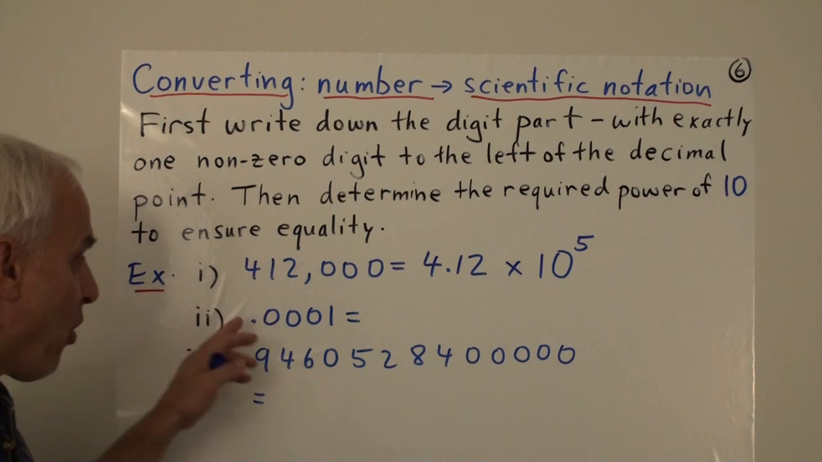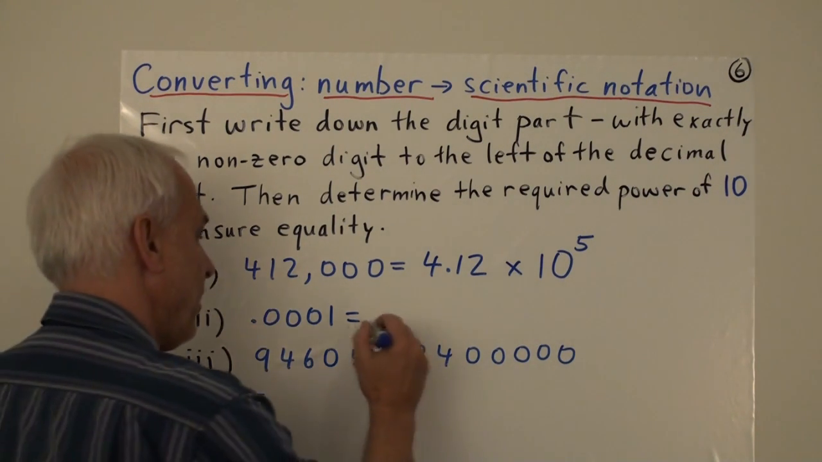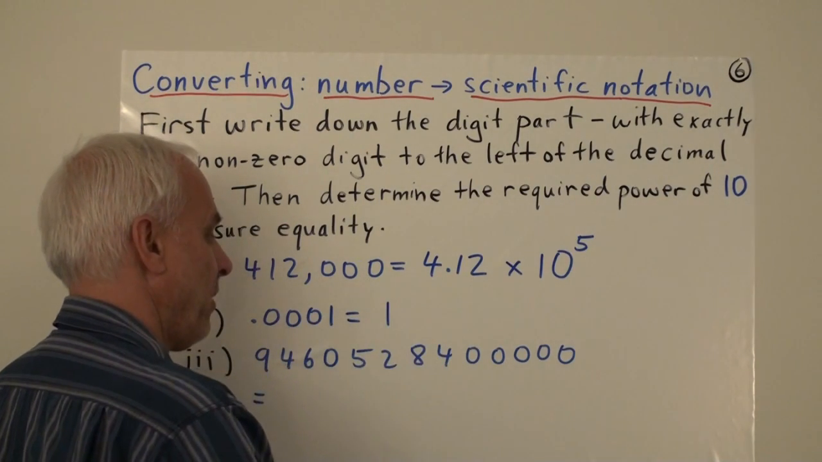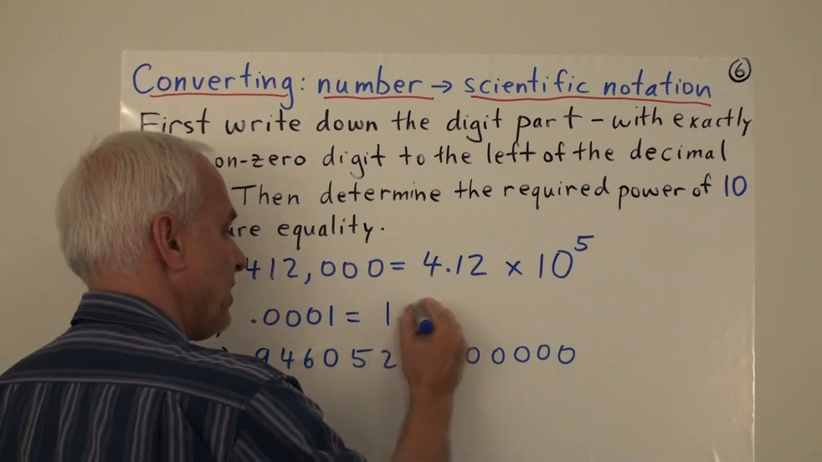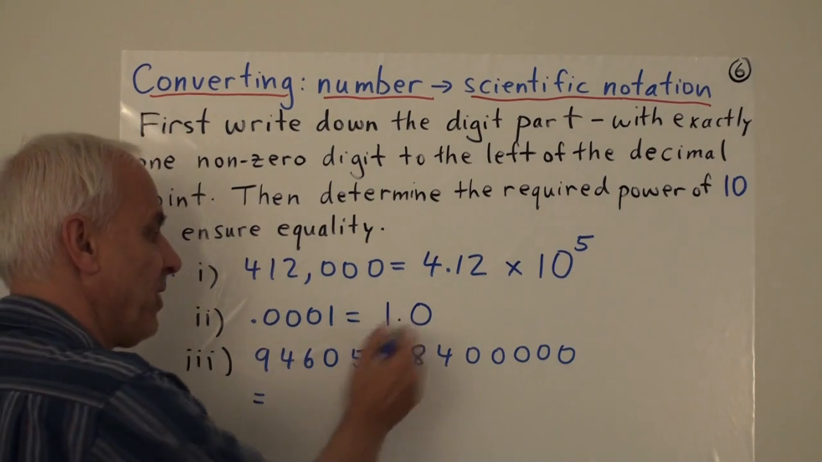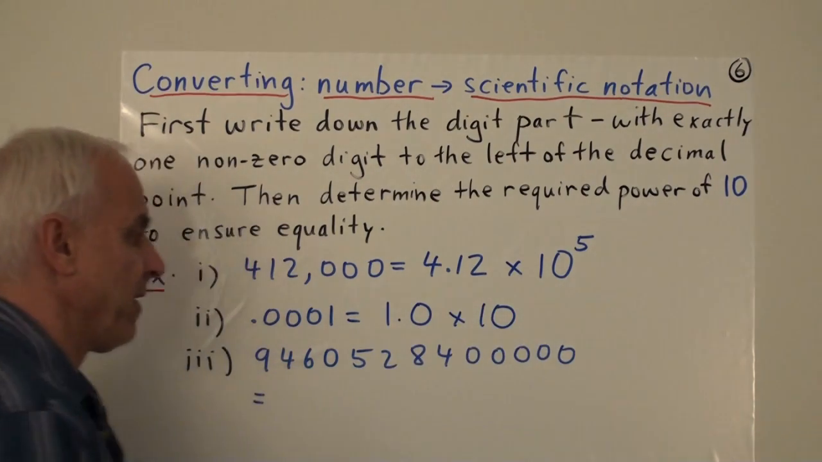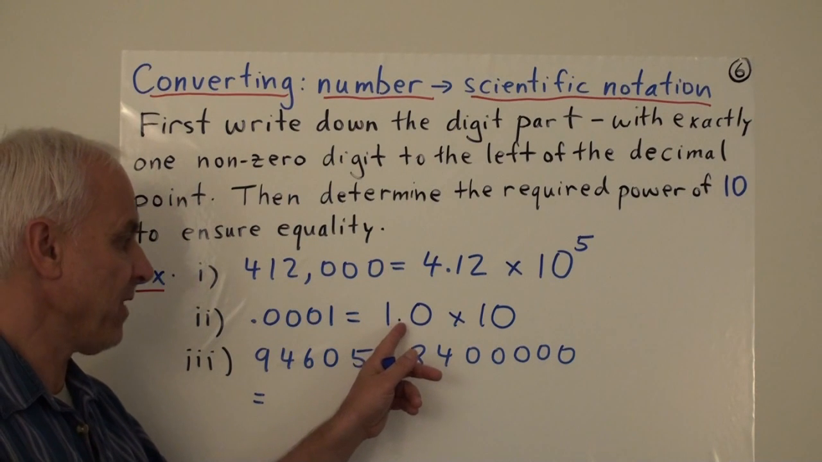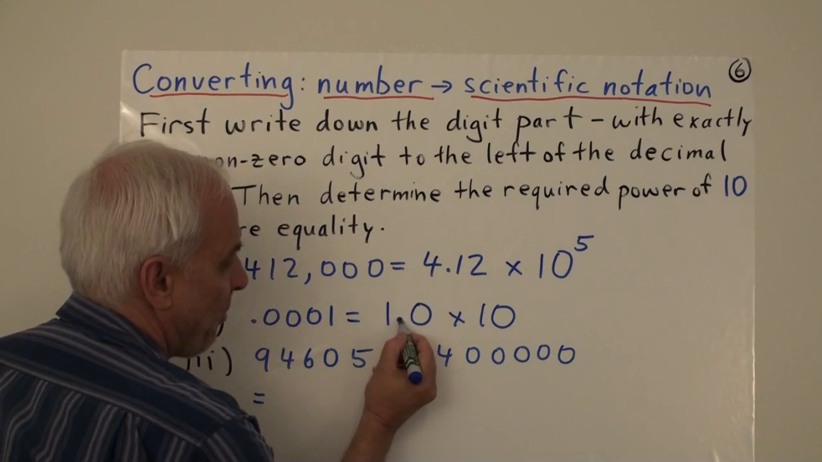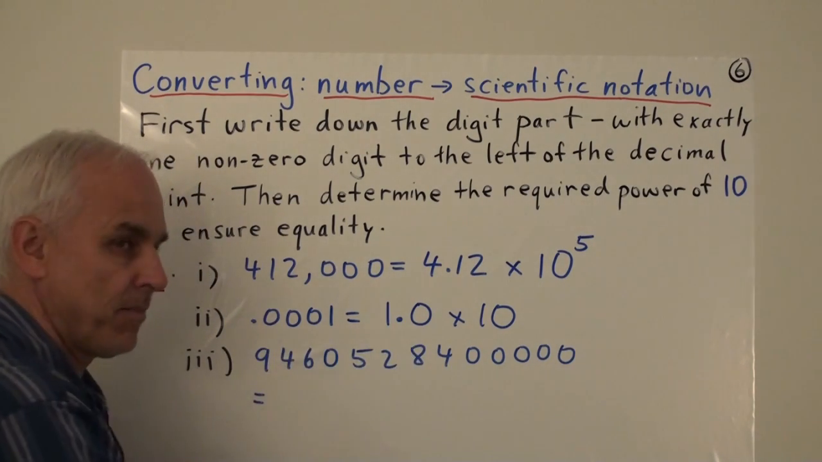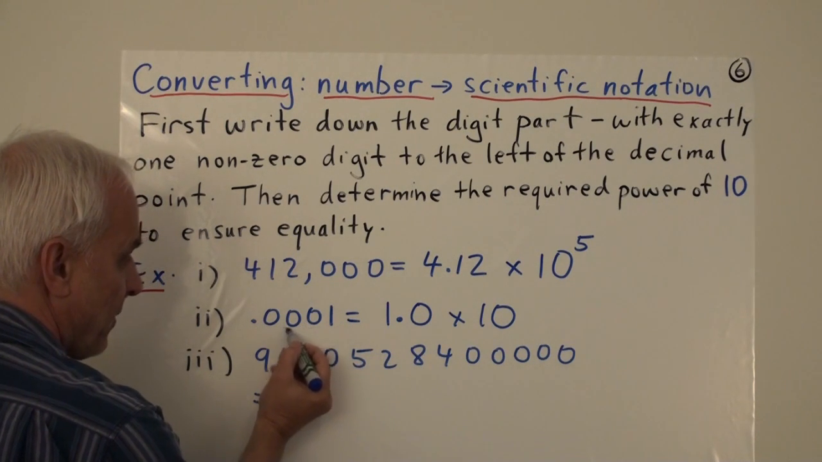How about this number here, 0.0001? Well, the digits are just 1. Like maybe I could write 1.0, but I don't have to, but let's say I could. Okay. All right, so we've written 1.0, and now we have to multiply by an appropriate power of 10. What do we have to multiply this number by in order to get this number? Well, the decimal point has to move from here to here.